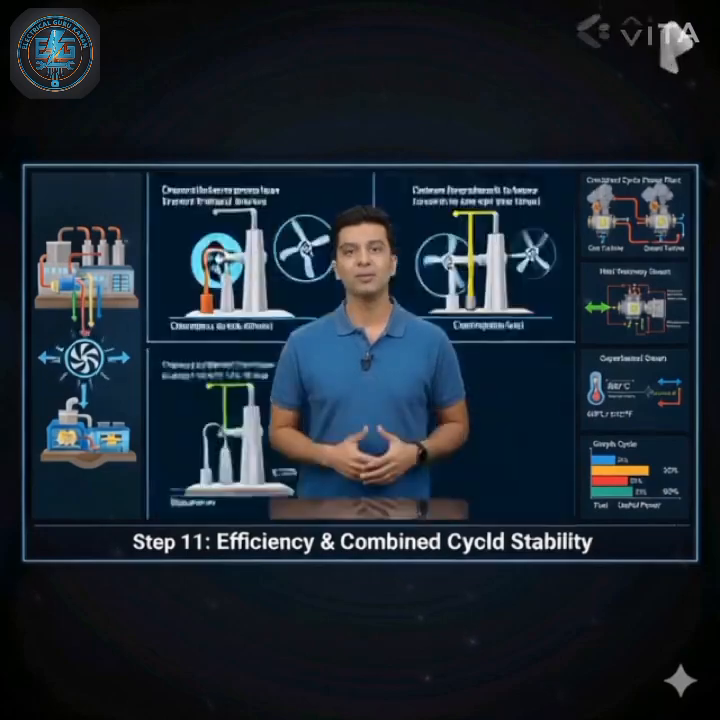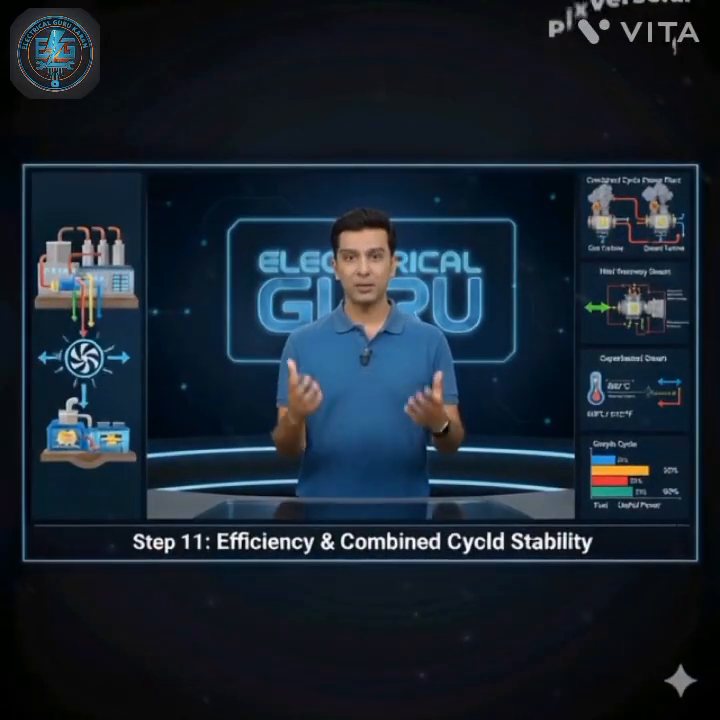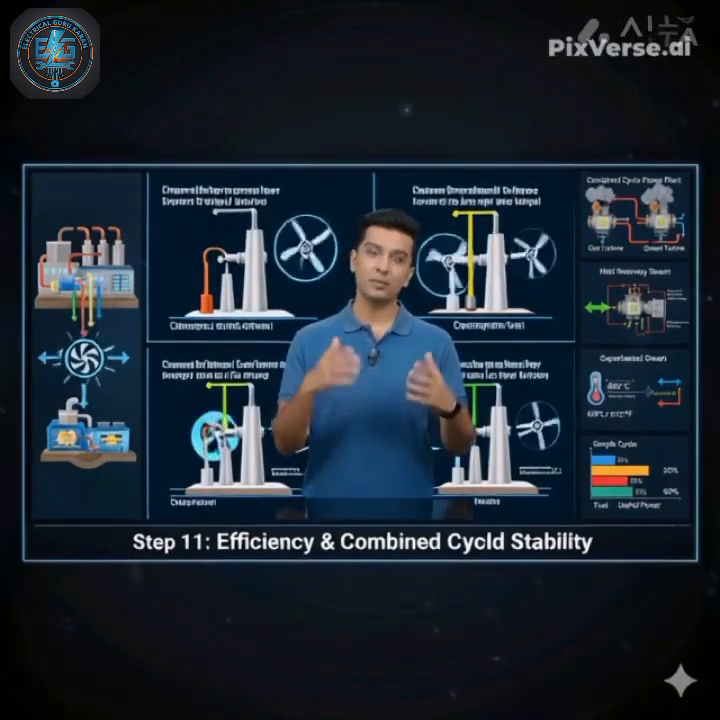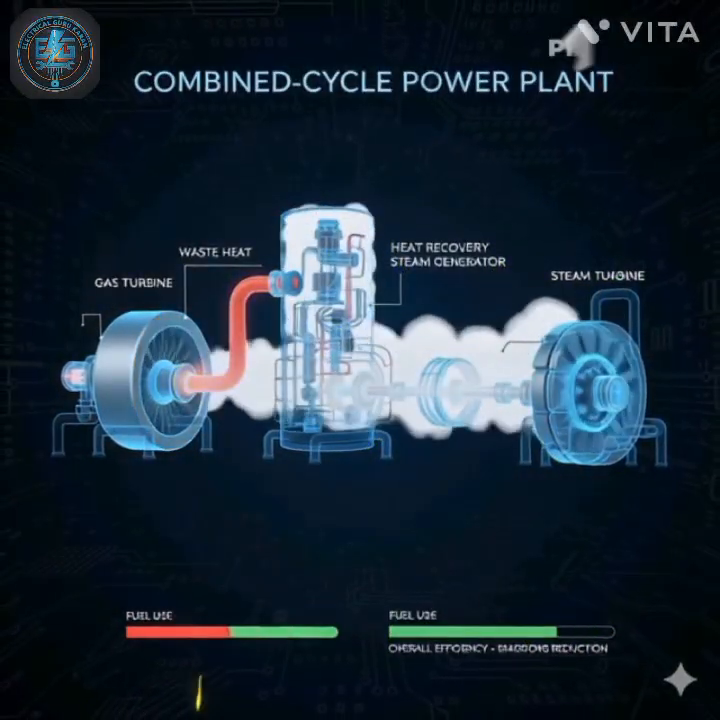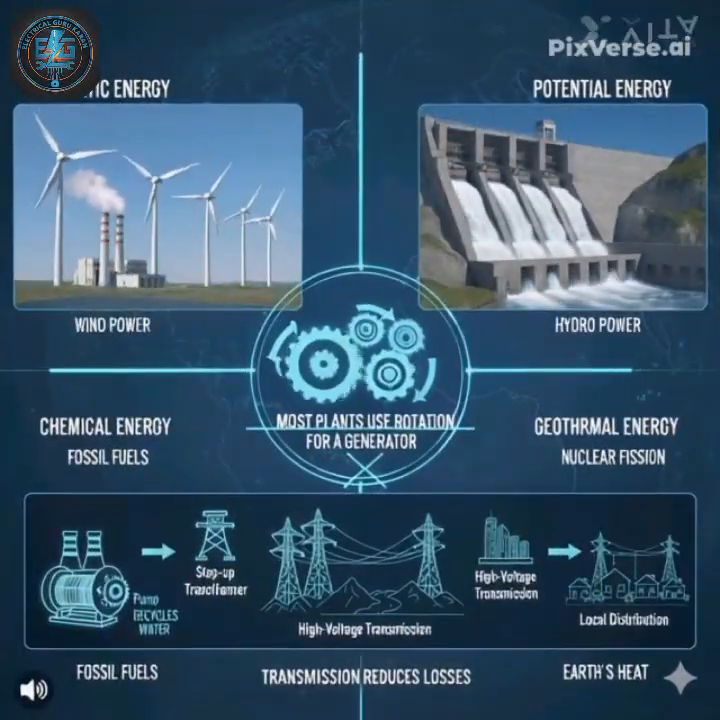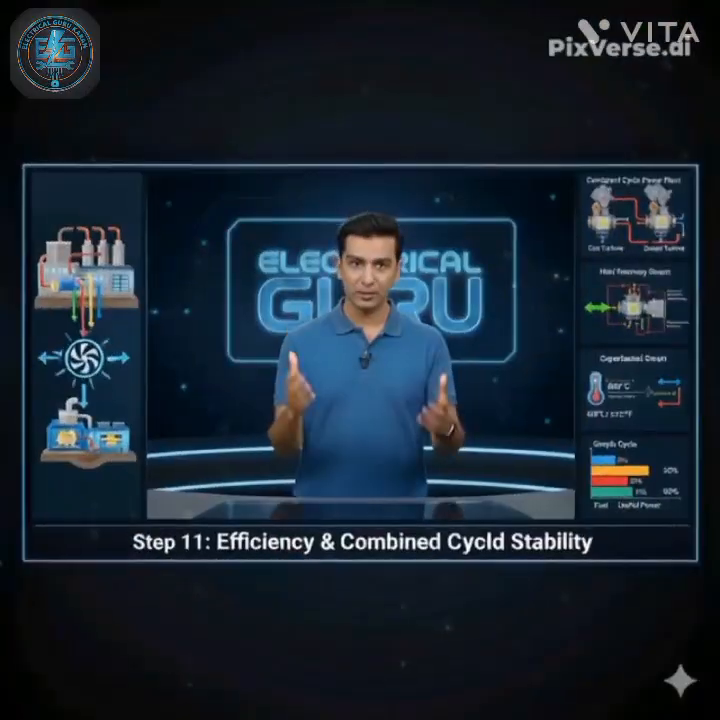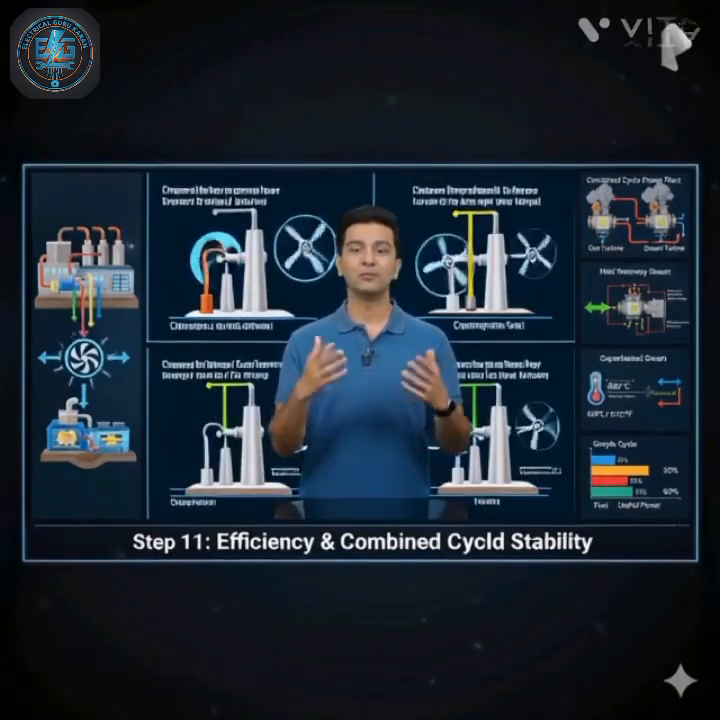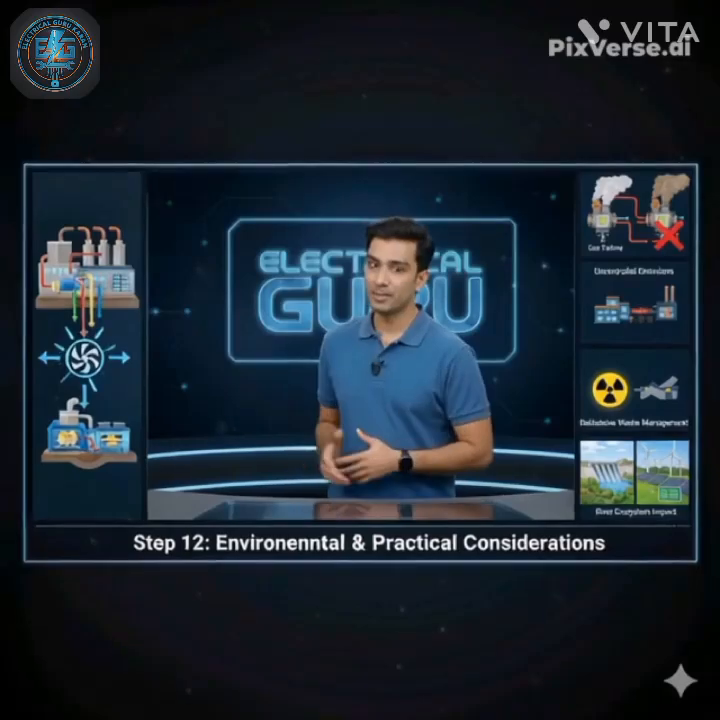Step 10. Efficiency improvements and combined cycles. Modern plants boost efficiency with superheated steam, reheaters, and combined cycle systems. In combined cycle plants, waste heat from a gas turbine produces steam for a steam turbine, greatly increasing overall efficiency and reducing fuel use and emissions.